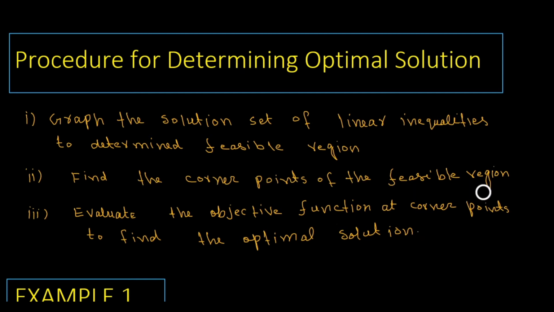Now evaluate the objective function at corner points. This is the additional work. Why will we evaluate the objective function at corner points? We will evaluate it to find the optimal solution. To understand this theory we will do an example, so let's move to this example.